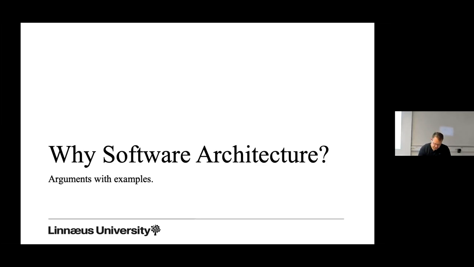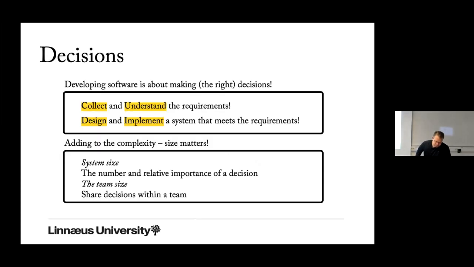So why software architecture? Developing software is about making decisions, a lot of decisions. First, you start to collect, and then you try to understand the requirements. And part of this is actually to make decisions as part of the interpretation, because sometimes you have to decide what a requirement should be. You have to limit, you have to interpret different users and make a decision that this is actually something we can do, but we don't do this.